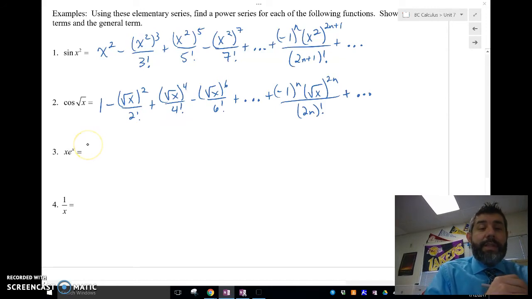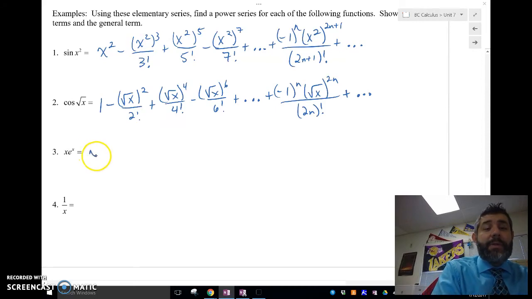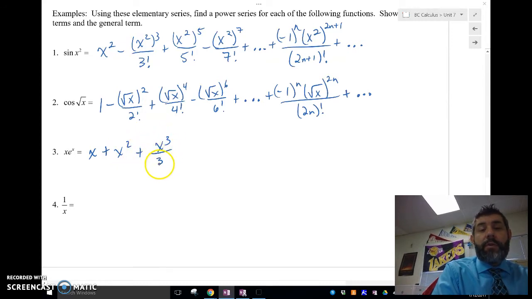Okay, so let's see about this one. This one's going to be multiplied. So what we're going to do is take e to the x, and we're going to multiply all the values by x. So I'm going to end up with x plus x squared plus x cubed over 2 factorial plus x to the 4th over 3 factorial, and so on.